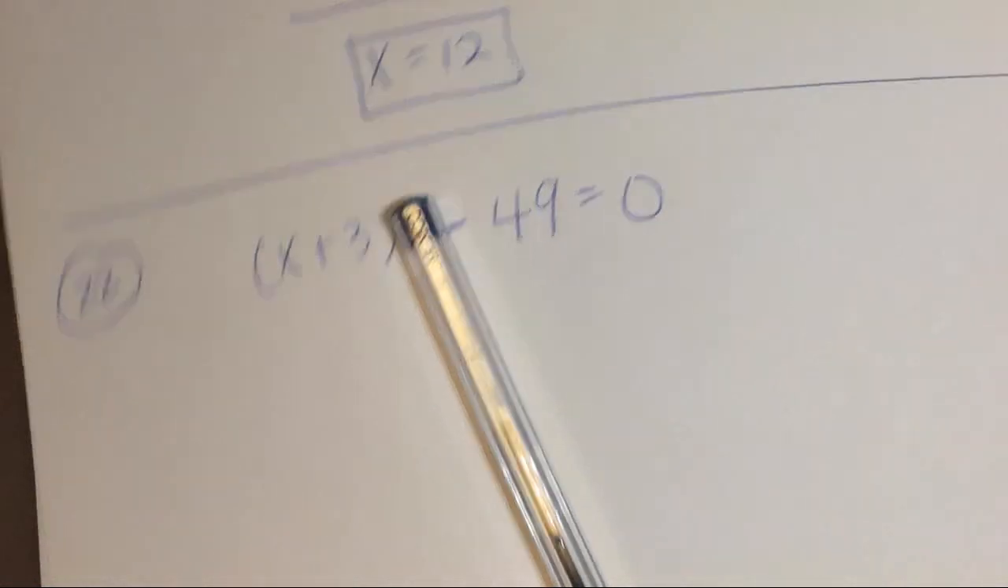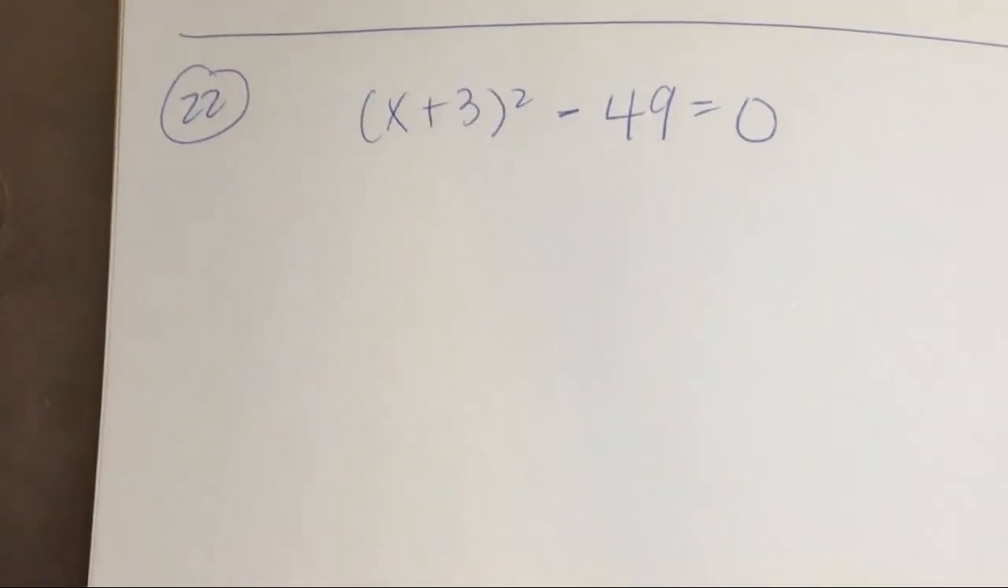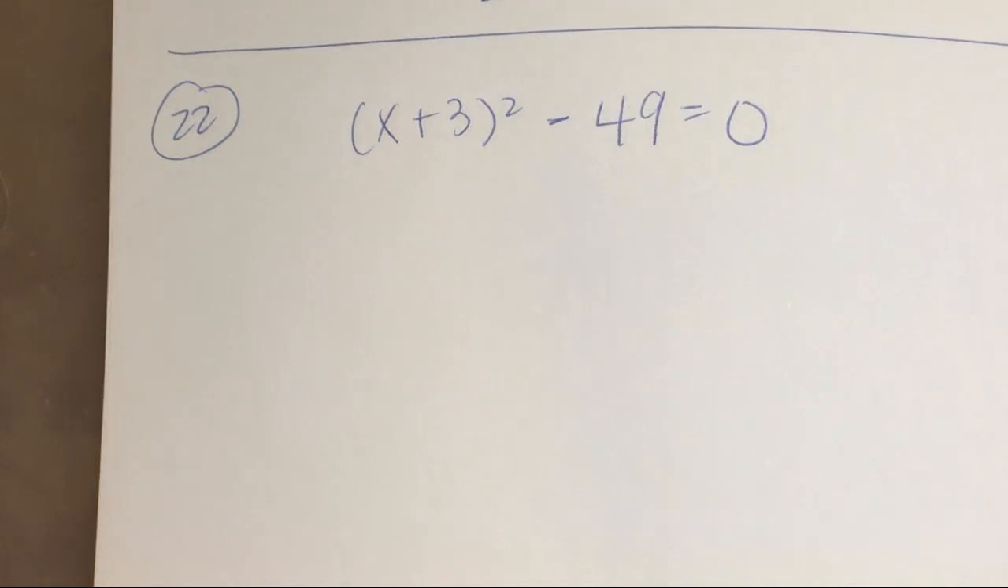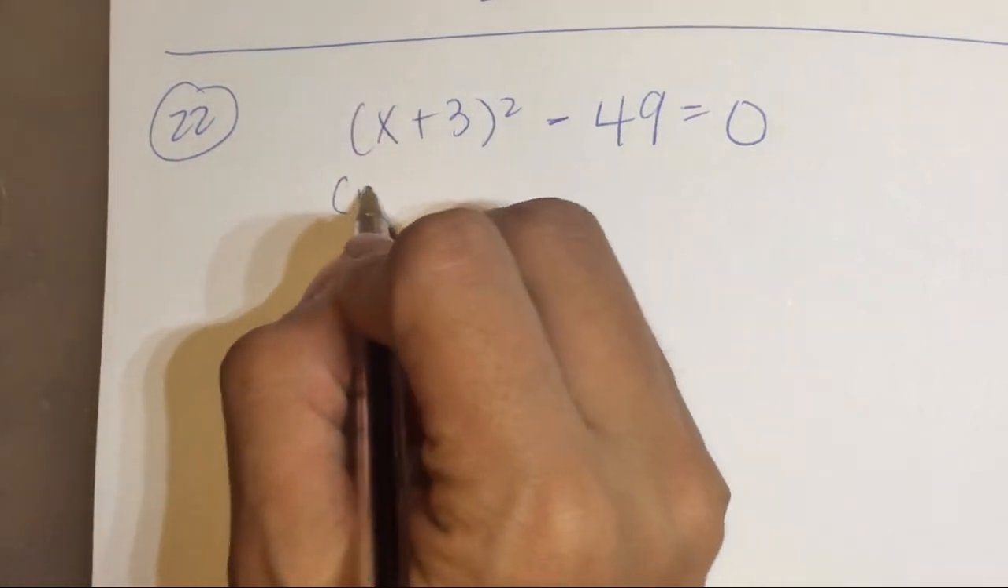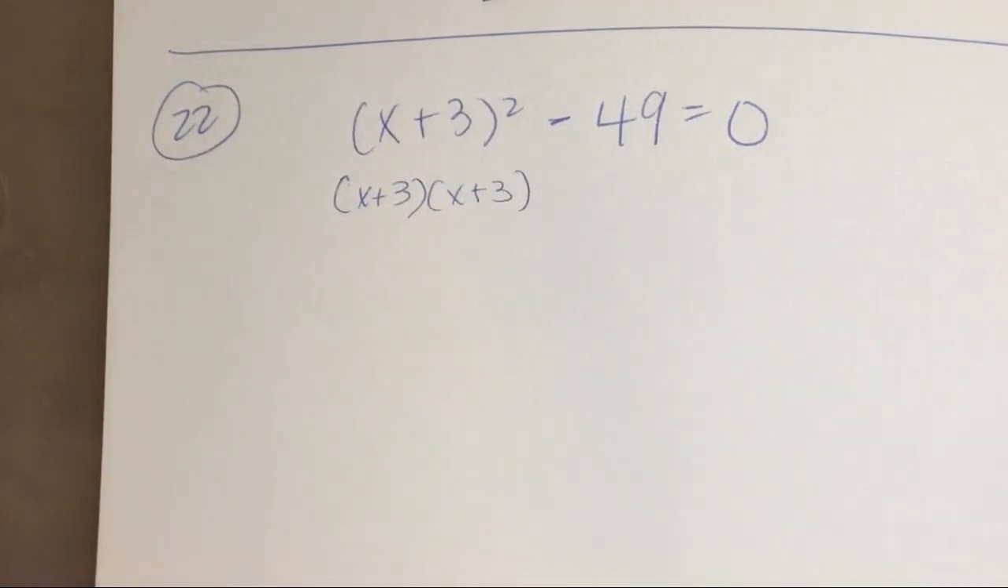Alright, number 22. So you have (x + 3)² - 49 = 0, and you're trying to solve for x. Now, one of the biggest common mistakes is kids will think, oh, I need to write this out like (x + 3) times (x + 3) and FOIL. But I don't want you to do that, guys.